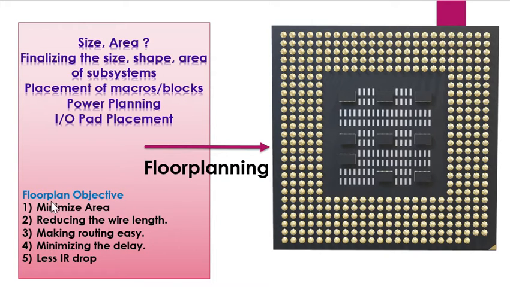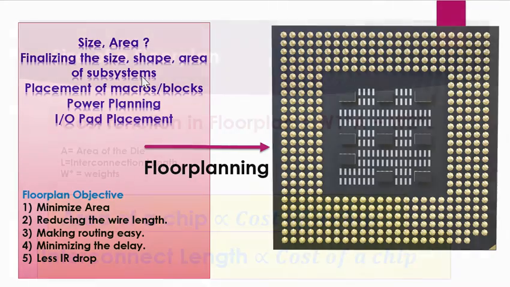And the objective of floor plan is to get a chip which has the minimal area, reduce the wire length of interconnects, wire length of routes, and also to make the routing easy, to meet the timing, to minimize the delay, and also to have a less IR drop. So let's look at everything that we do in the floor plan stage in a little more detail in subsequent slides.